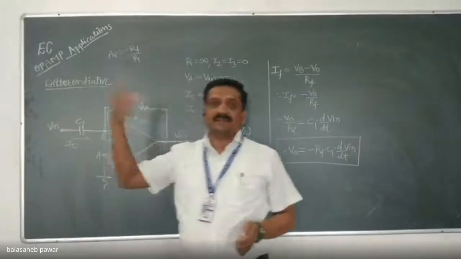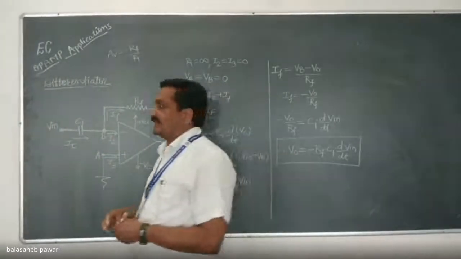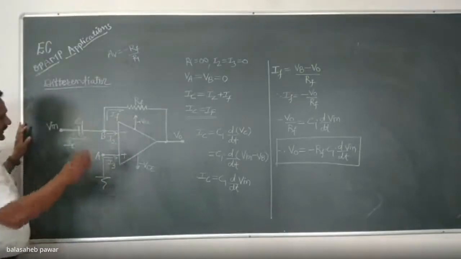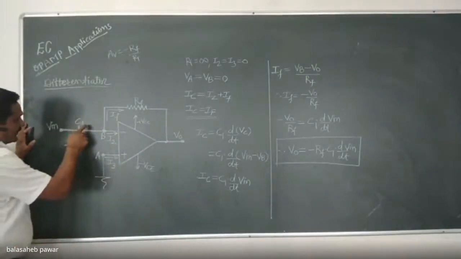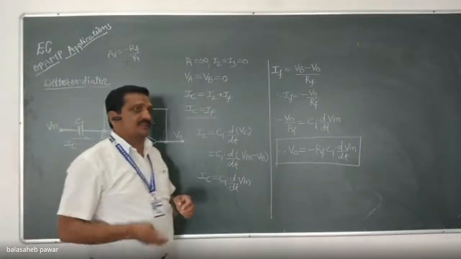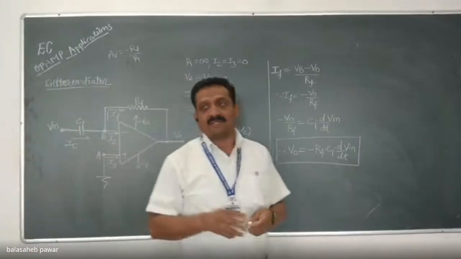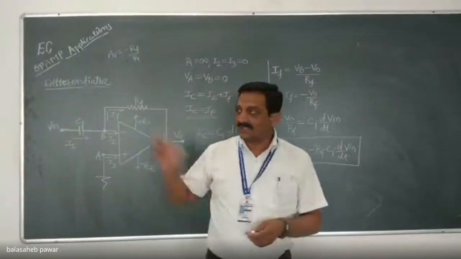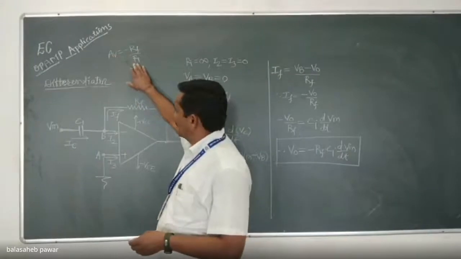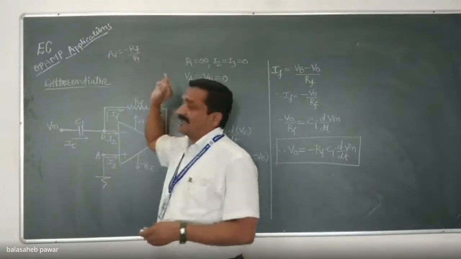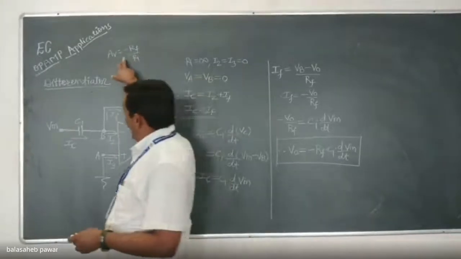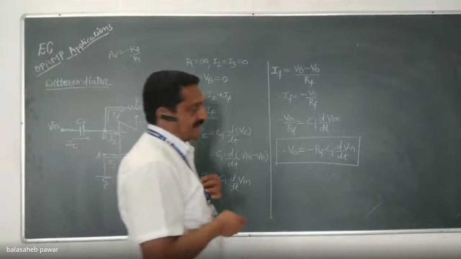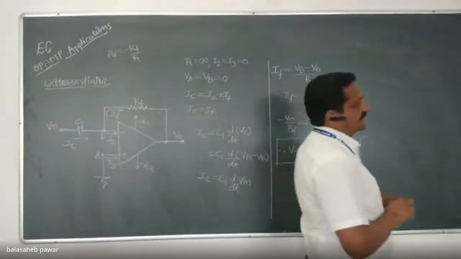Similarly, if the input signal frequency is very high, just imagine that at a particular frequency the reactance provided by the capacitor goes to zero. Instead of being open circuited, at very, very high frequency the reactance offered by this capacitor becomes almost zero. Again, looking at the formula for gain of the inverting amplifier, Rf by R1, if R1 is equal to zero, then the gain will become infinite.